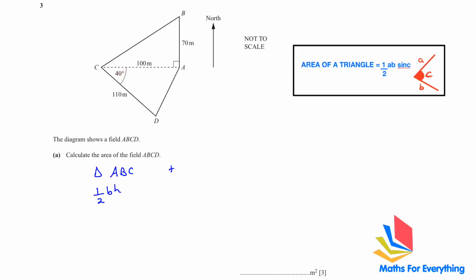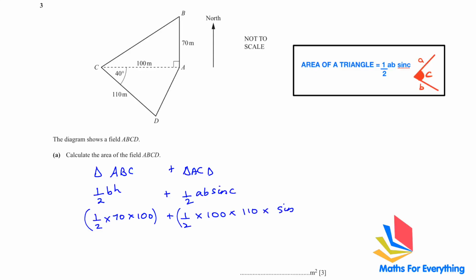So here we have, for triangle ACD, we are going to use half AB sine C. In the first triangle, our base is 70 and height is 100. In the second triangle, our A is 100 and B is 110 and sine C is sine 40. This will give us the total area of the field ABCD.